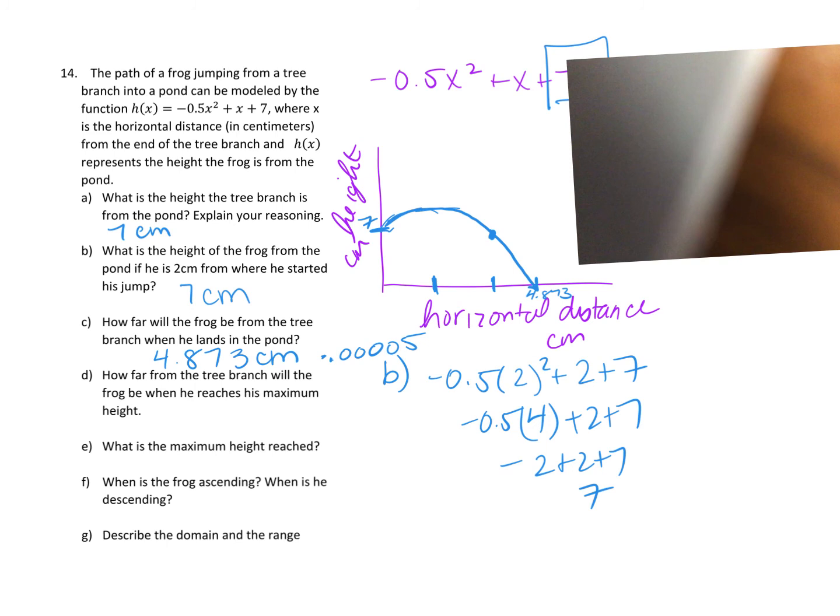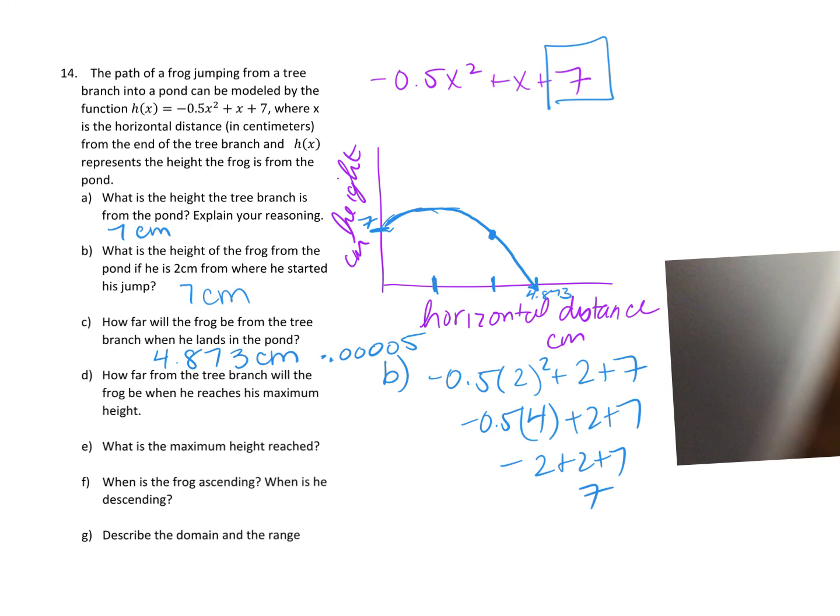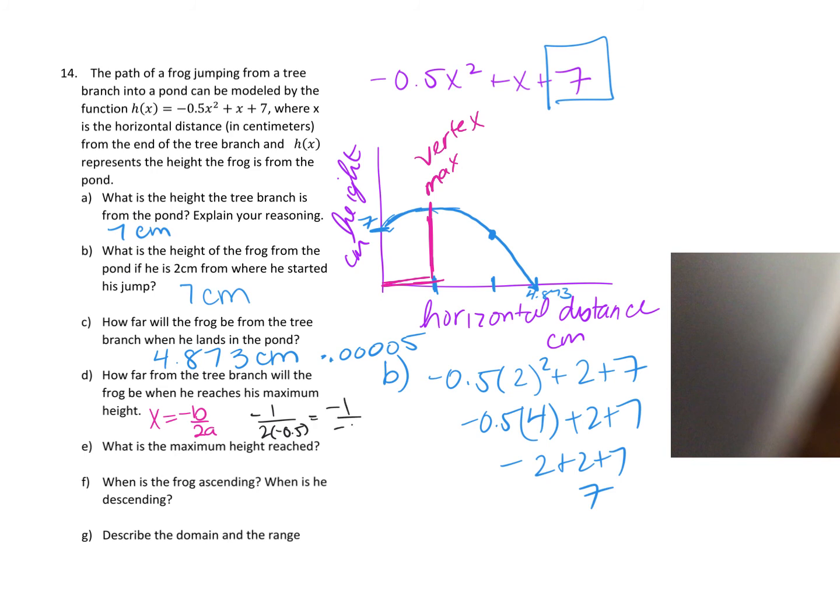The next thing it asks us is how far from the tree branch will the frog be when it reaches its maximum? That's asking us what is the x value when he reaches this maximum. So that's our vertex. That's our x equals negative b over 2a. Negative 1 divided by 2 times negative 0.5 is negative 1 divided by negative 1, positive 1. So the answer is 1 centimeter. 1 centimeter from the tree branch, he reaches his max height.